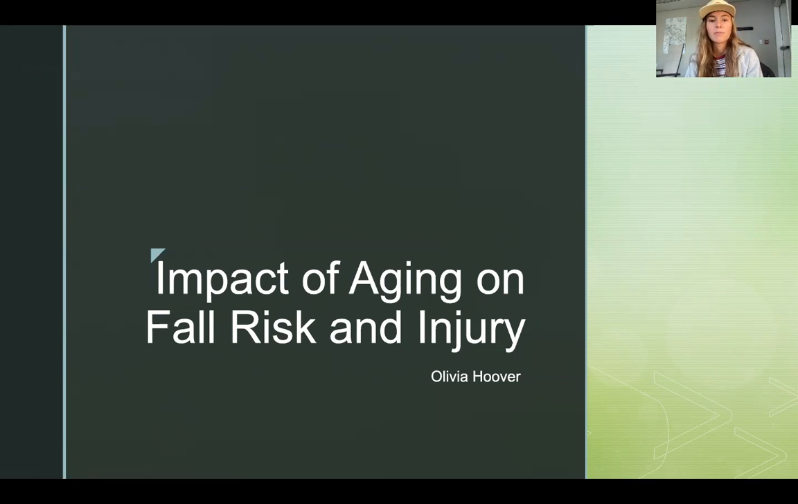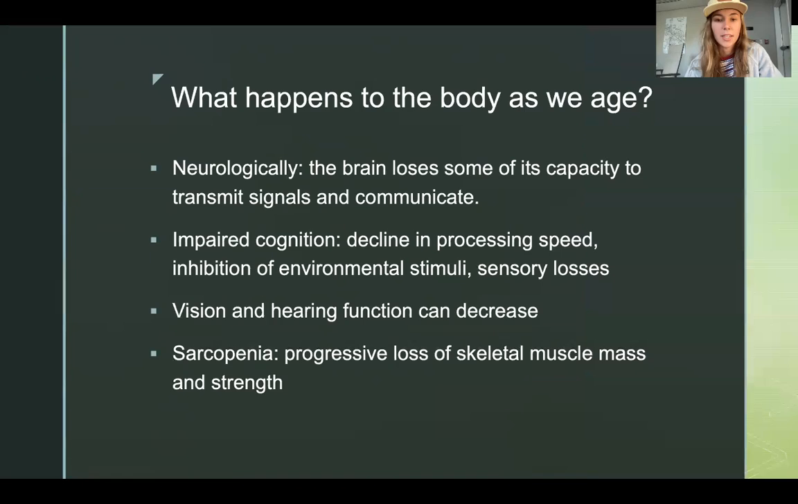So I want to talk about the impact that aging has specifically on fall risk and injury. In doing some research on the types of injuries that older populations encounter, I found that a lot of them were caused by falls. So I wanted to talk about fall risk, and how we can negate some of the effects that aging has on the risk of injury. So let's get into it.